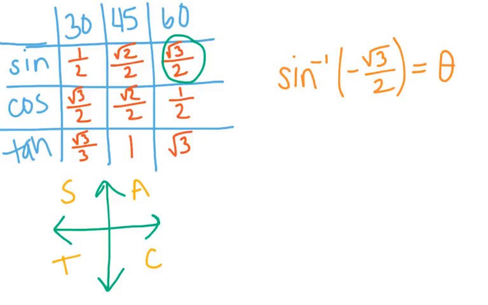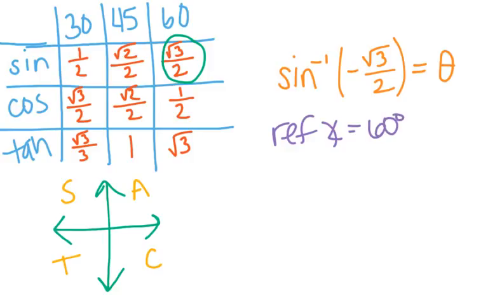When you're asked to evaluate an inverse trig function, that means you're trying to find the angle at which that particular trig value happens. So if I'm doing something like this problem, sine inverse of negative rad 3 over 2, the first thing I want to do is go to my reference angle chart and find out where sine is equal to rad 3 over 2. And I've circled 60, so that is my reference angle.